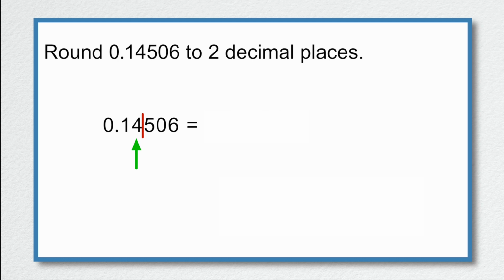And we do this by looking at the first digit after the cutoff point. In this case, that digit is 5, it's 5 thousandths. And because this digit is 5 or more, we round the 4 up to 5.